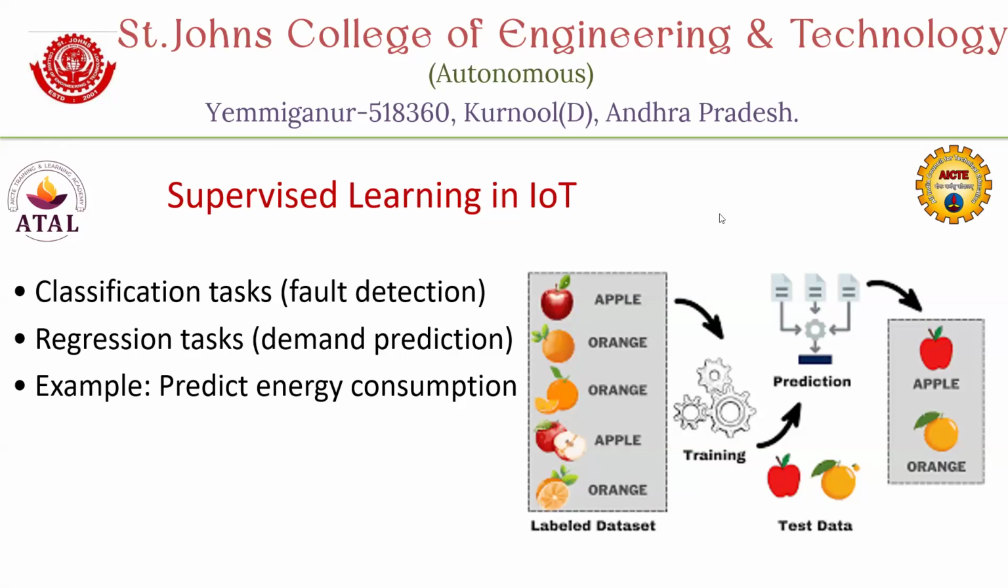So basically, supervised learning is preferred for the classification task and regression task. These are the two main applications of supervised learning. Supervised learning also usually helps in predictive maintenance, traffic forecasting, and health monitoring. One example that I can tell you is a classifier that can predict which is apple and which is orange, which I have shown just now.